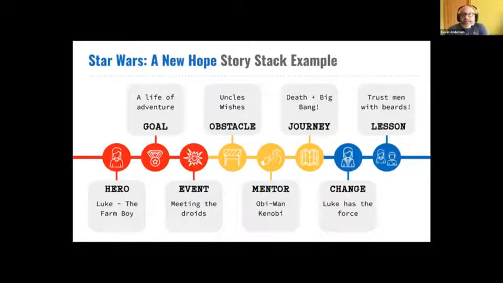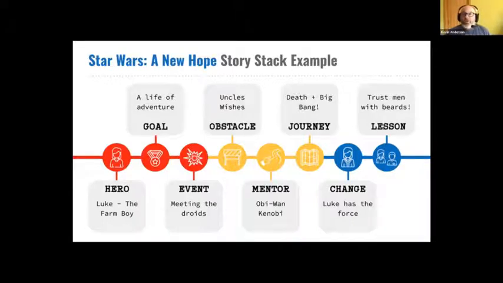Now, the event that really triggers everything, in movie terms they call it the inciting incident. It's the thing that sets the story forward, that propels the story. The event in this case was meeting the droids. So meeting R2-D2, meeting C-3PO, and R2-D2 sharing the message from Princess Leia. That's really what catapults the story.